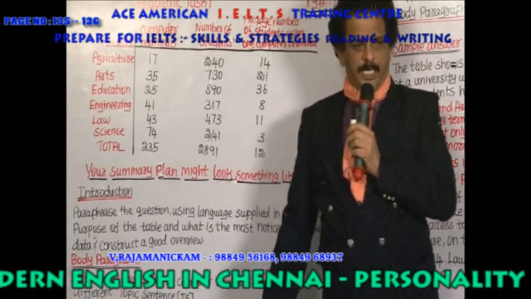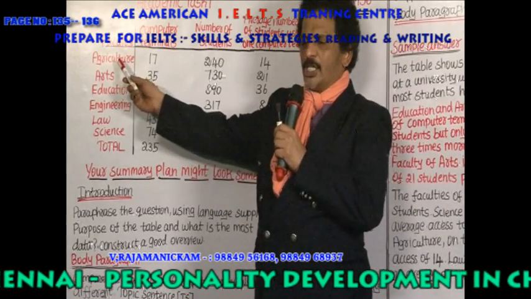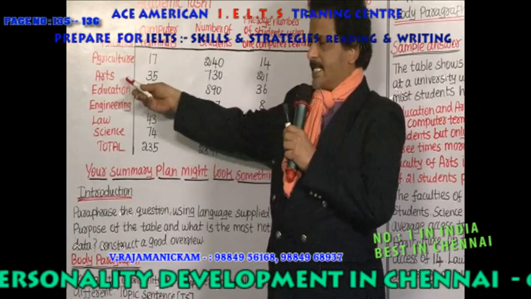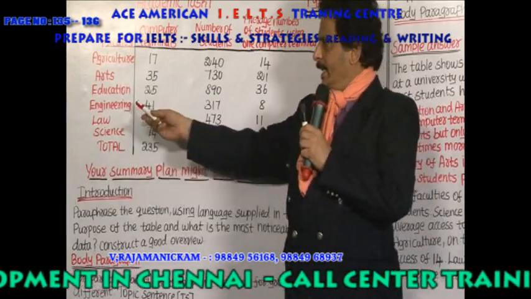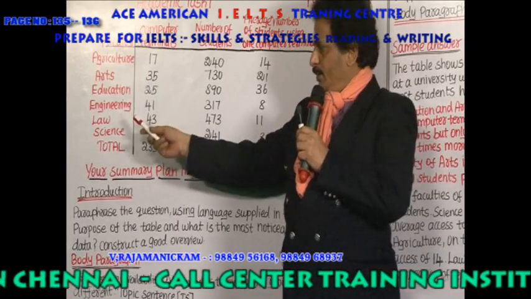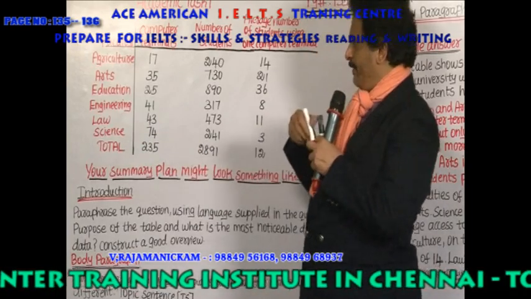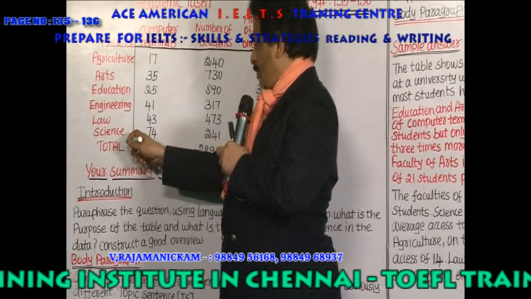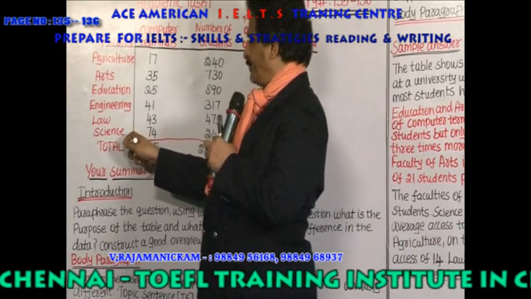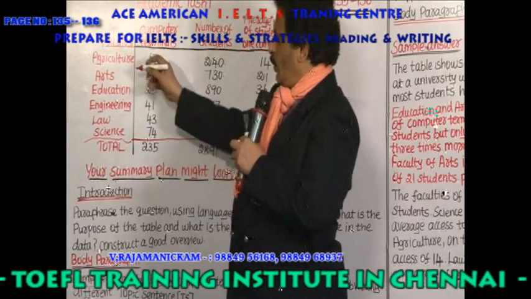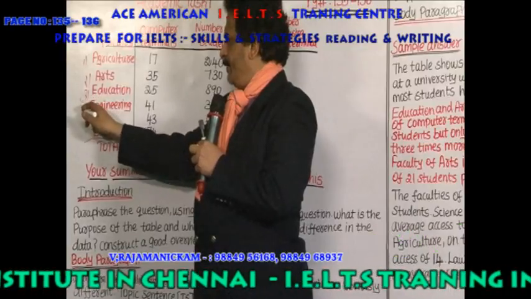The first faculty is agriculture, a department; arts, a department; education, a department; engineering, one branch; law, one branch of studies; science, one branch of studies. Then you have the total number of computers. So 1, 2, 3, 4, 5, 6, there are 6 departments. Are you clear about it?